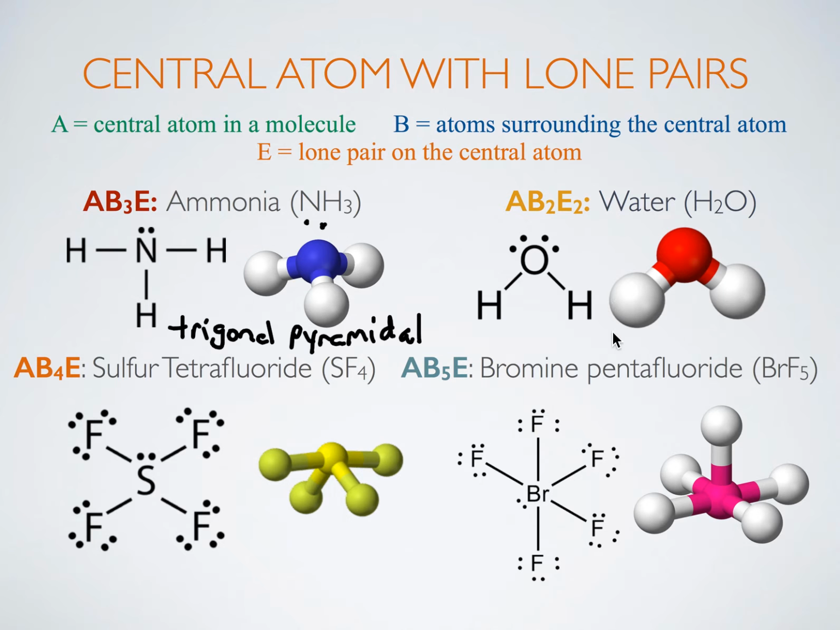Next up, we have water. This is a bent shape, but also part of that tetrahedral family, because there's 4 things around it. We have 2 bonds, which are going down, and we have 2 lone pairs on the top.